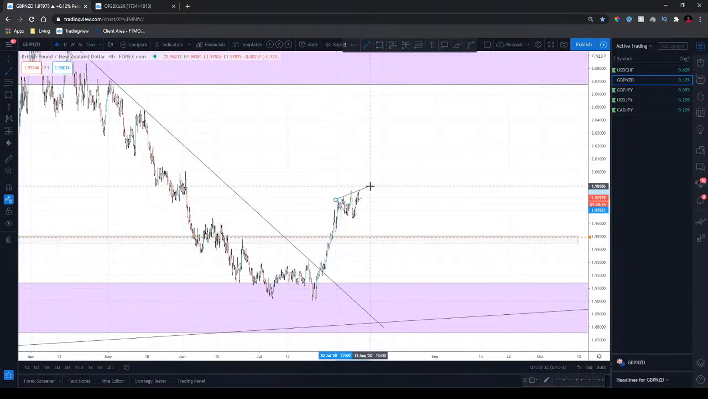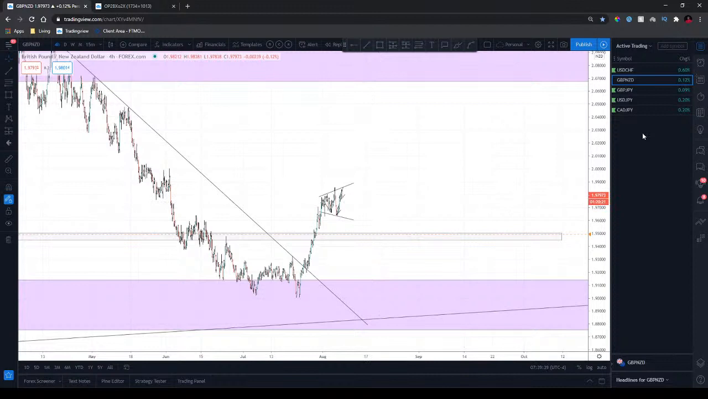As for now, we do have this pattern. If you want to trade off that pattern, you can go ahead and do that. It's your account, it's your trading. You do what you want to do.